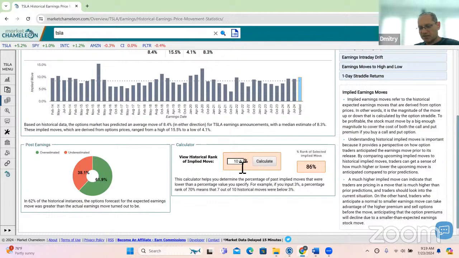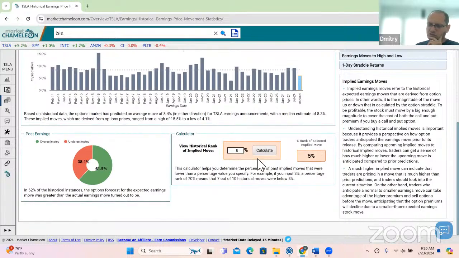So if I use 10% on all the data, you could see 86 of the observations were below 10%, meaning that the straddle itself, at the end of the day, the premium implied less than 10%. Okay. Let's say the straddle was very low, like 6% right now, and we recalculated. Well, that would mean that the straddle's priced pretty cheap because only 5% of the observations were below 6%.